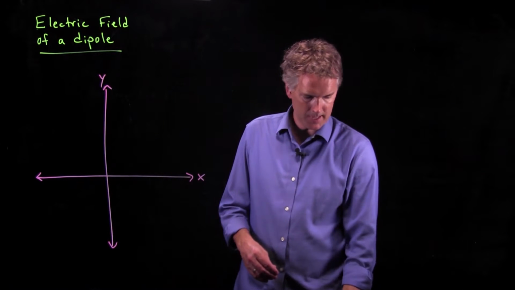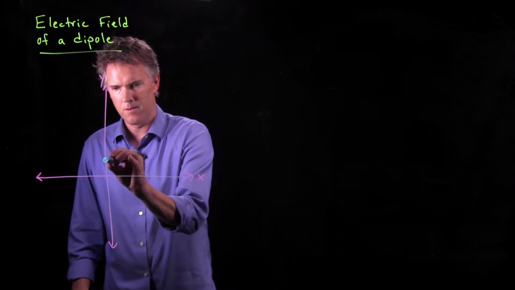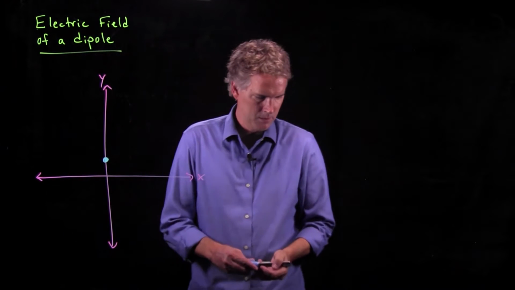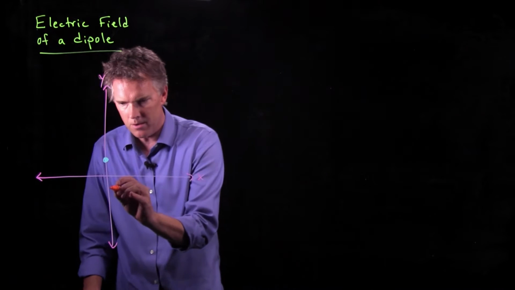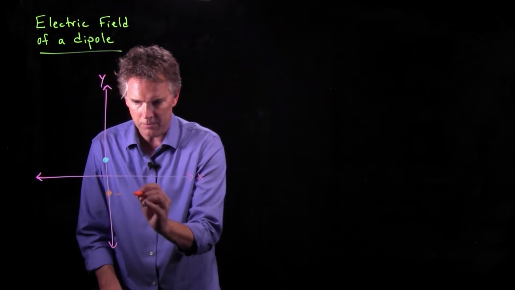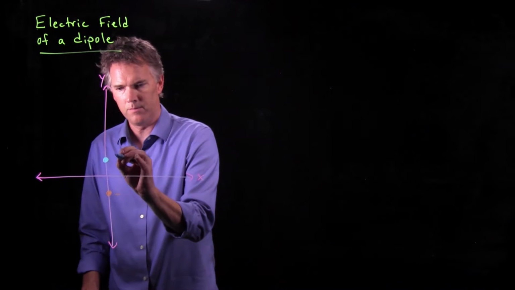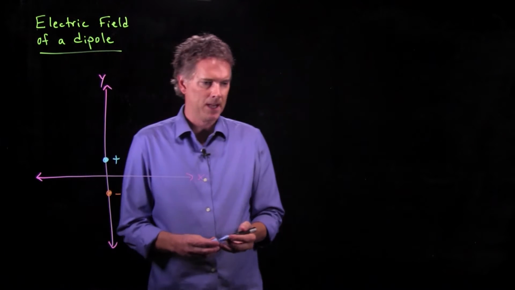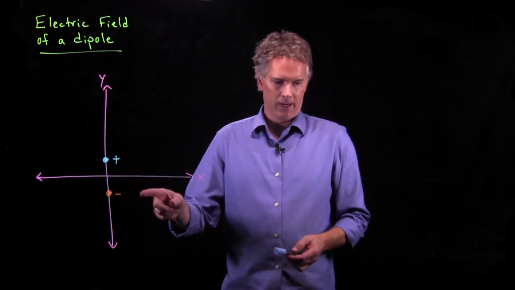So we're going to make the positive charge right here. We'll make that blue. And we'll make the negative charge down here. We'll make that orange. Okay, so this one is negative, and the upper one is positive. This is what a dipole looks like. Two charges, positive and negative.